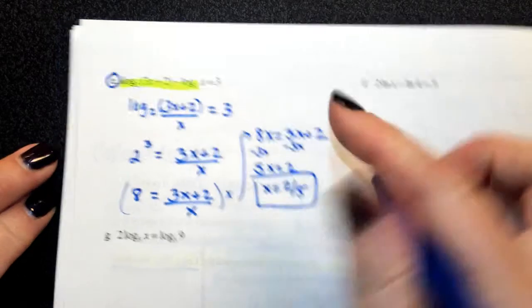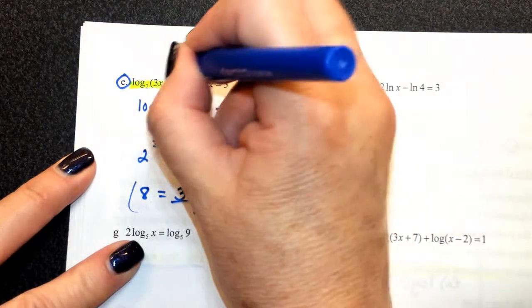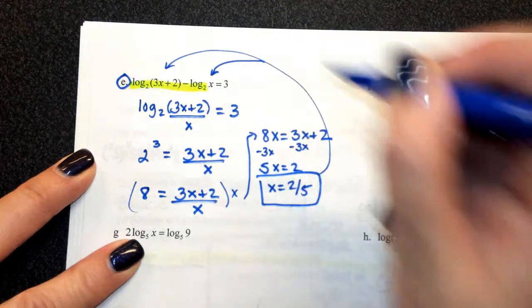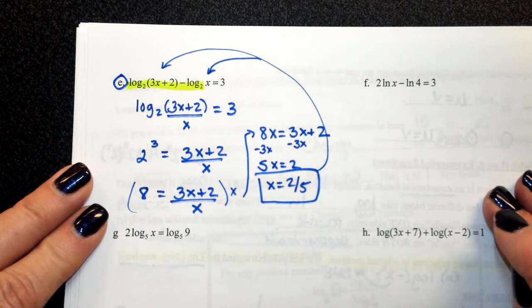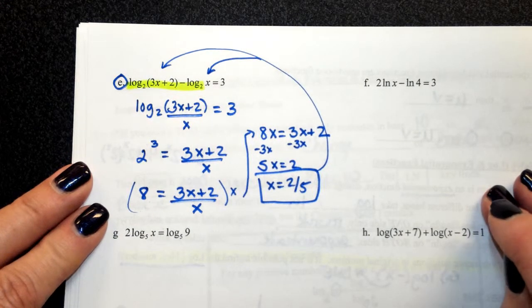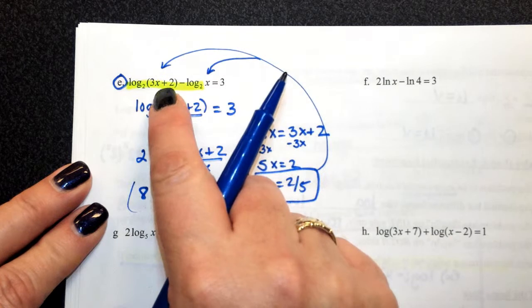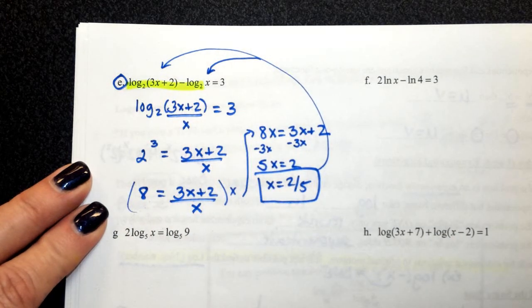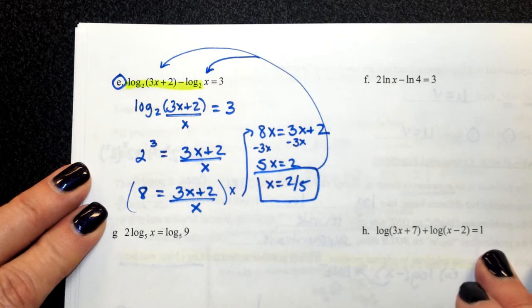What do I have to do with this? I have to check to make sure it doesn't give me a negative. Again, you've got to check both logs. Make sure you do not get a negative inside either log. If either one of these is negative, you've got to reject the solution for the entire equation. All right, so any questions where I got 2/5 from?